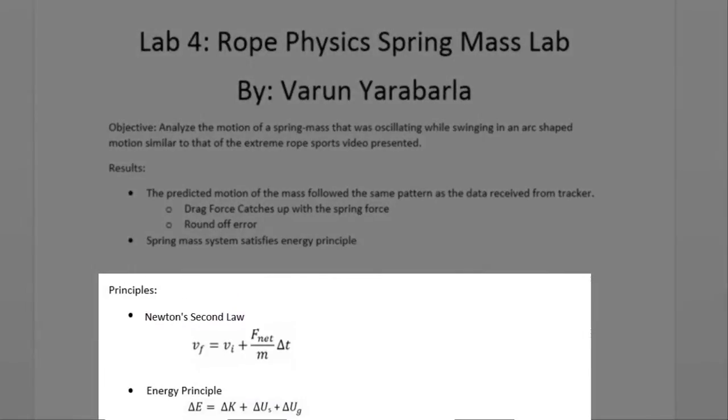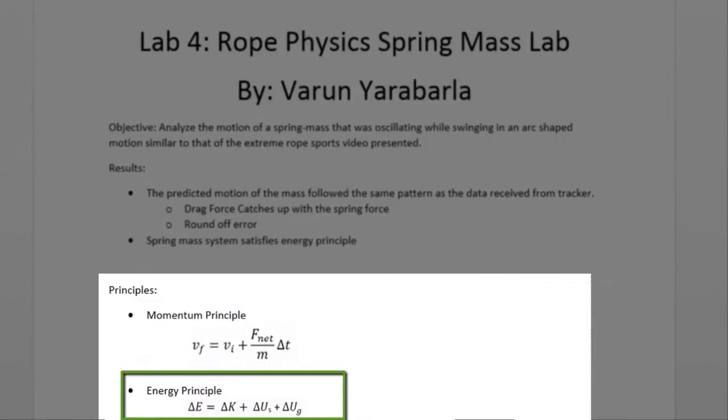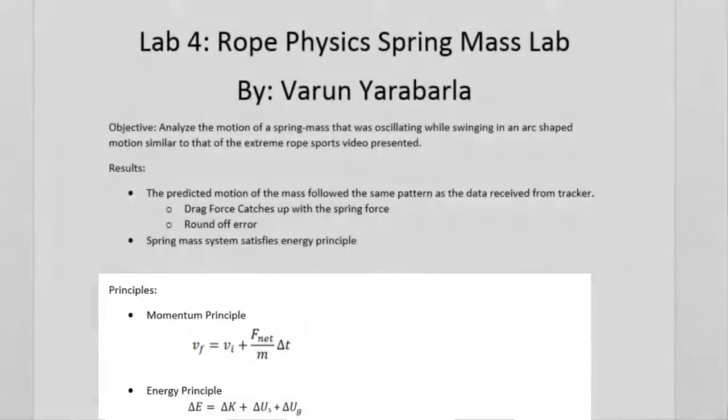The two main principles that are applicable to this lab are Newton's second law and the energy principle, as these are the two models relevant to the physical system. The momentum principle helps predict the spring's new velocity and its position. The energy principle is the total energy of the system, which is equal to the kinetic energy plus the gravitational potential energy plus the spring potential energy.